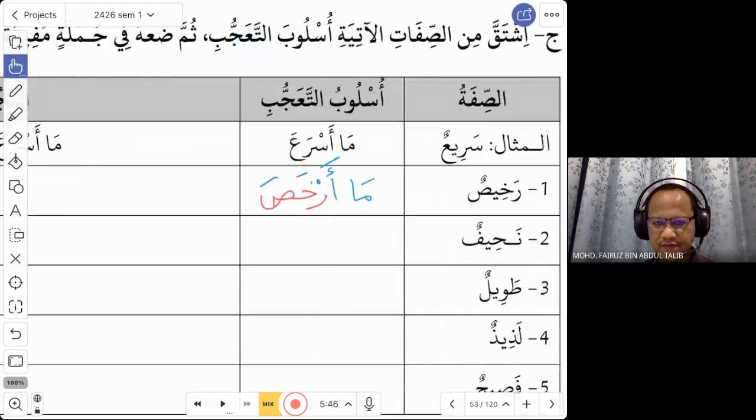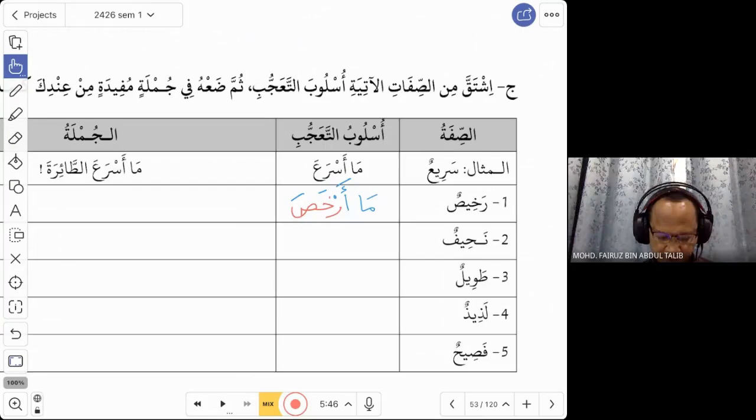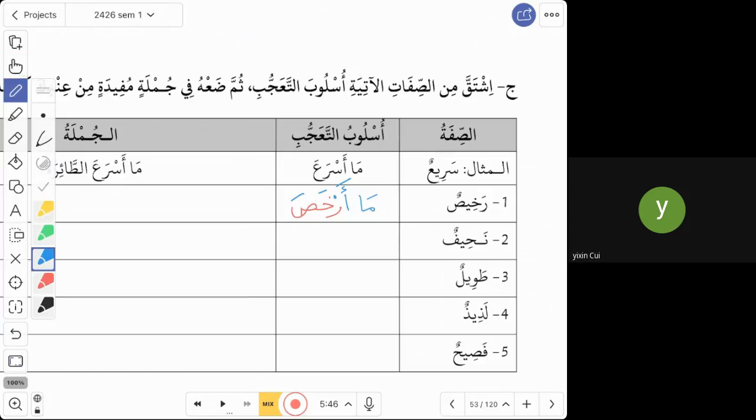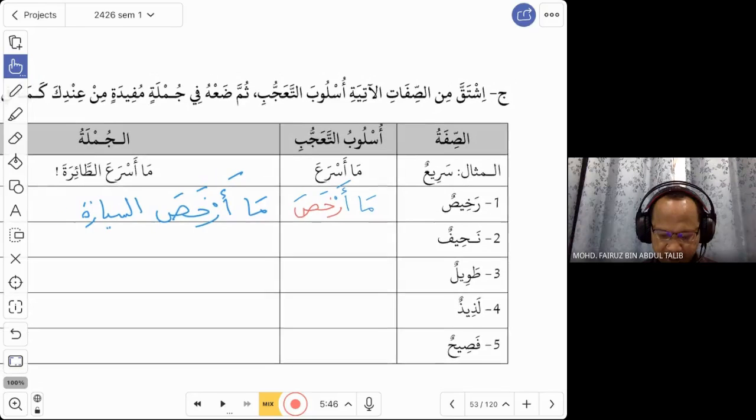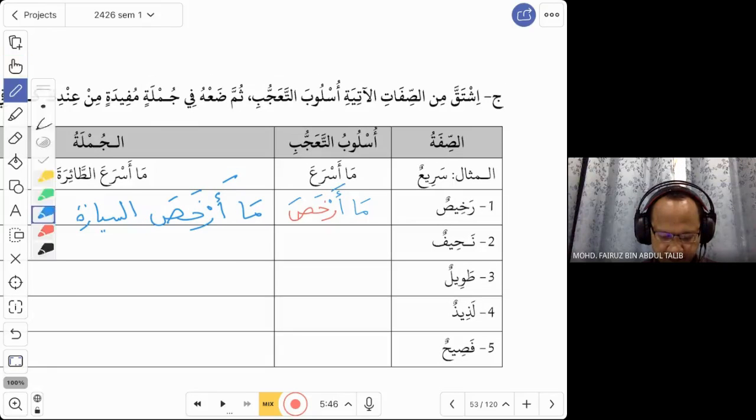Now just give us an object. ما أرخص السيارة. Yes. So you say, what a cheap car. You are amazed. That car is very cheap. So we say, ما أرخص السيارة. نعم, صحيح. هذه هي الجملة الأولى. So that is the first جملة.